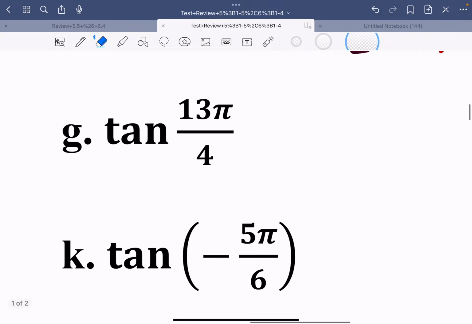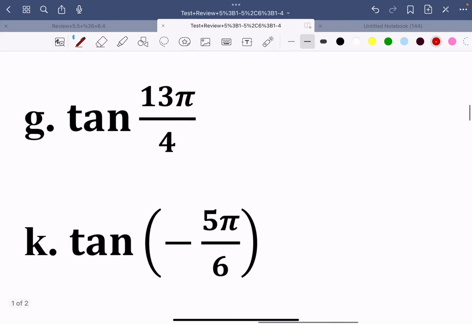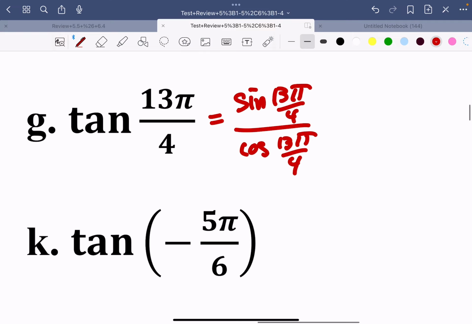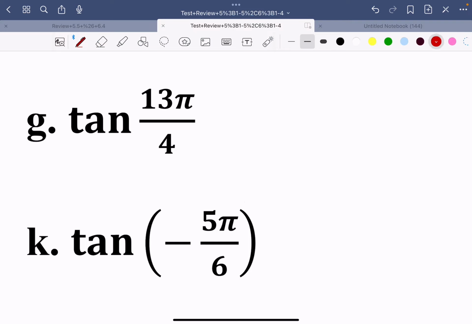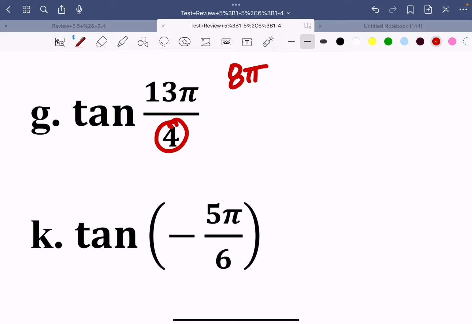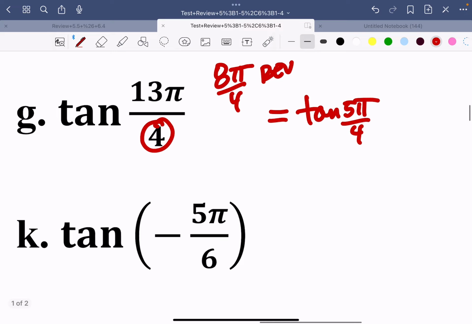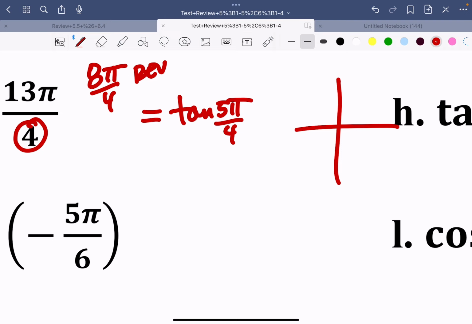All right. Tangent of 13 pi over 4. Well, again, this is going to be the sine of 13 pi over 4 and the cosine of 13 pi over 4. Let's see. If I wanted to, I could take out any wasted revolutions. That's one way to do it, right? So I know that in terms of 4, 8 pi over 4 is a wasted revolution. So if I take out my wasted 8 pi over 4, this is the same as the tangent of 5 pi over 4. You're going to get the same thing and be on the same place on the unit circle.